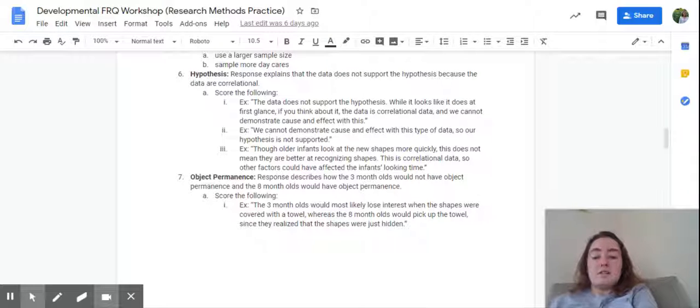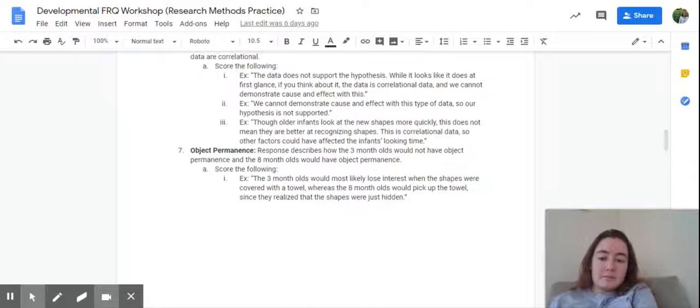So a big thing here, you need to say that 3-month-olds would likely lose interest when the shapes were covered with the towel because they don't have object permanence yet, so they think it disappeared. Whereas the 8-month-old would just pick up the towel because they realize it was hidden. So you need to explain how object permanence is developing: the 3-month-olds don't have that yet, but the 8-month-olds do.